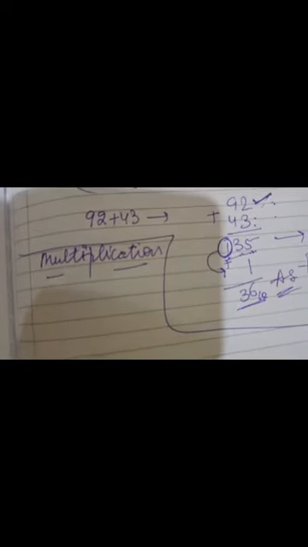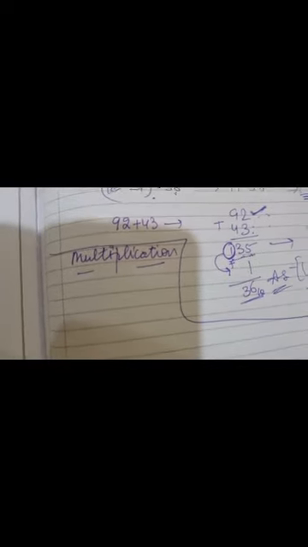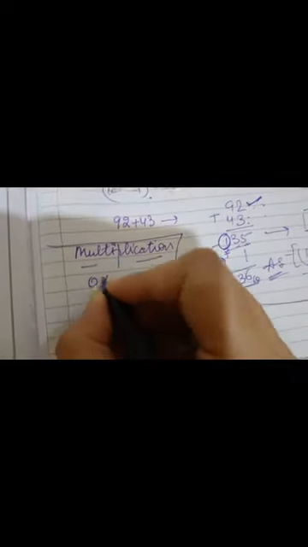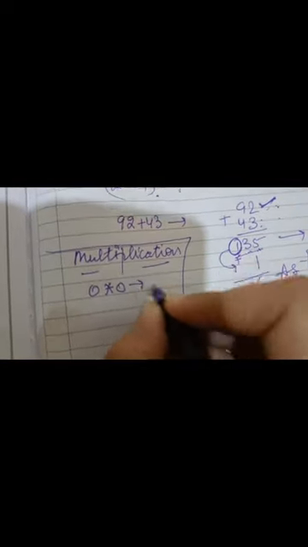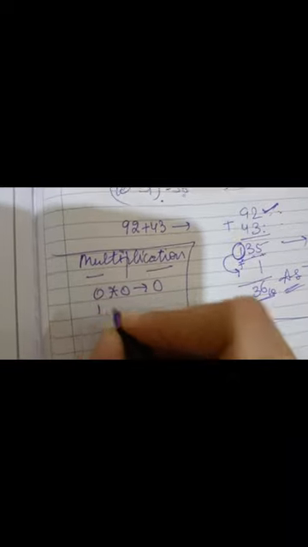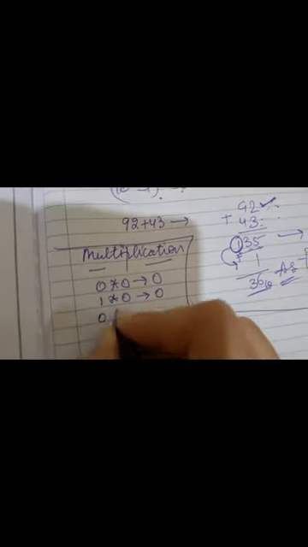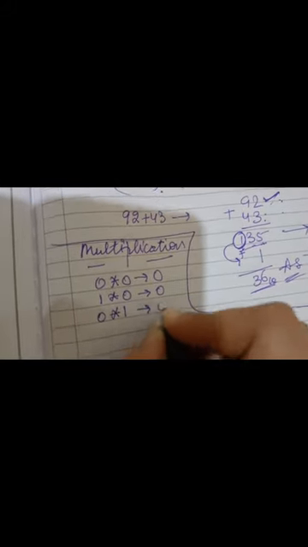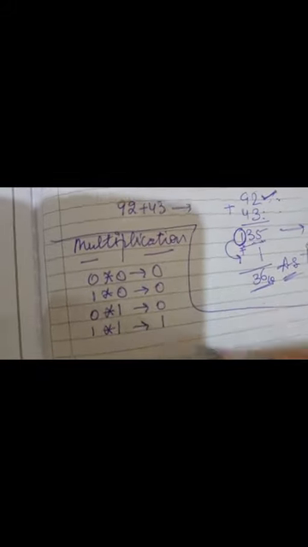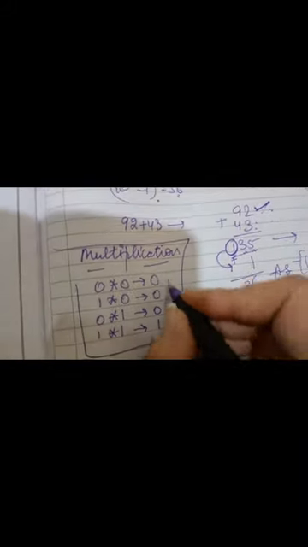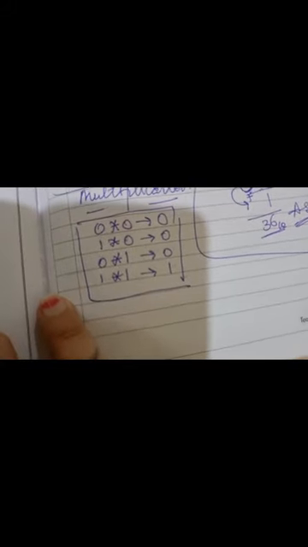Same process, same scenarios, and same rules as we have in our decimal number system. If 0 is multiplied with 0, we will get 0. If 1 is multiplied with 0, we will again get 0. If 0 is multiplied with 1, we will again get 0. And if 1 is multiplied with 1, then we will get 1. So we will use these rules and perform multiplication whenever required.